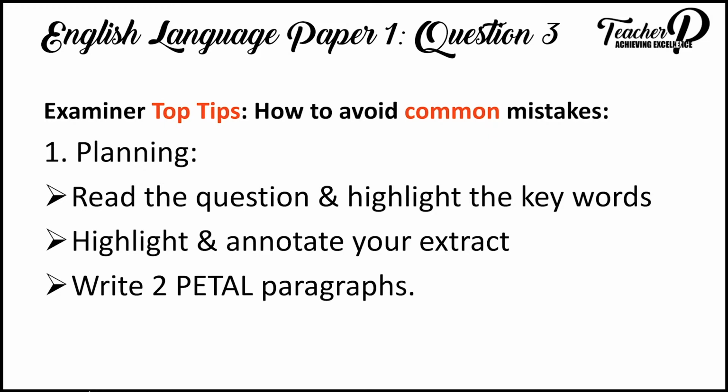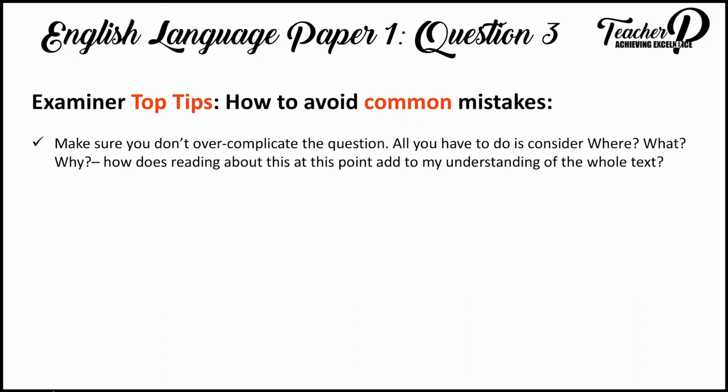I would suggest writing a minimum of 2 paragraphs. Now, PETAL stands for point, evidence, technique, analysis, link. Additionally, you need to make sure you don't overcomplicate this question. All you have to do is consider where something's happening in the text, i.e. the beginning, middle, end, what is happening at the beginning, middle and end, and why is it happening at the beginning, middle or end. Additionally, you need to think about how does reading this at this point add to your understanding of the whole text, and how does it interest you as a reader.